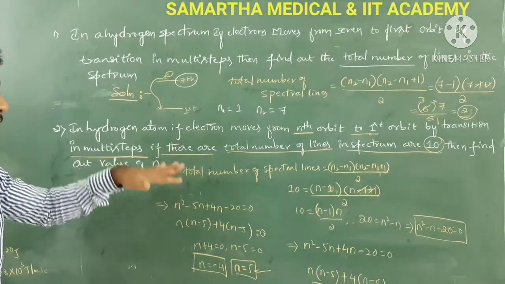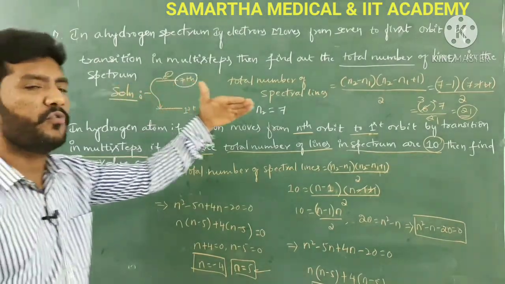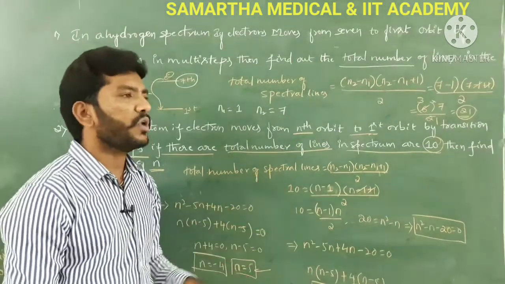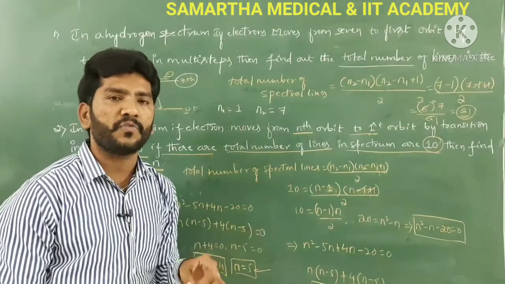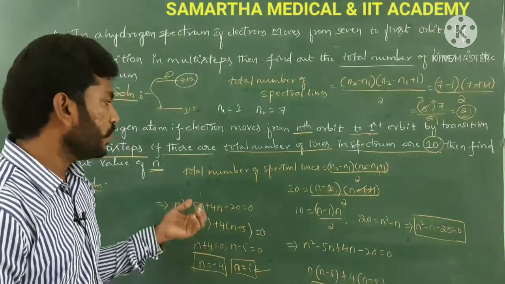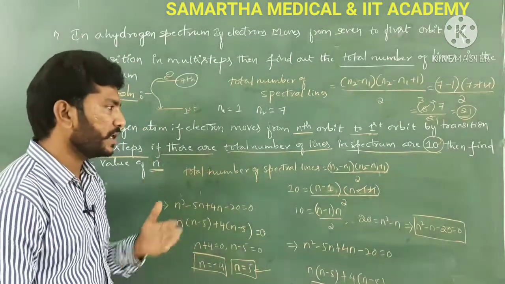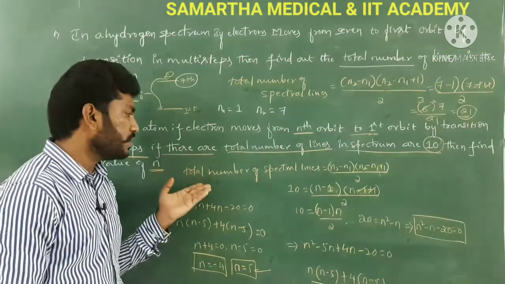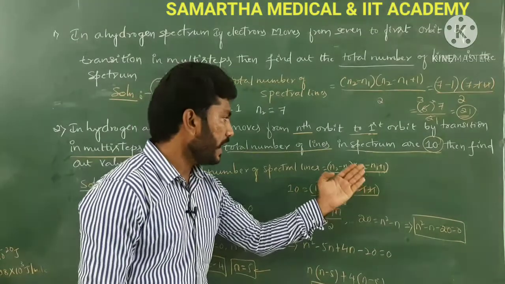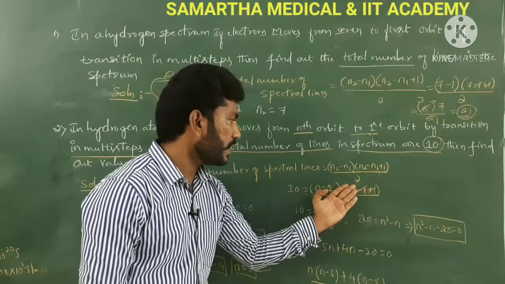If an electron jumps from the nth orbit to the first orbit, we don't know which particular orbit it was. So we are going to find out that value of n with this given data. We have one formula for this numerical: total number of spectral lines equals (n2 minus n1)(n2 minus n1 plus 1) divided by 2.